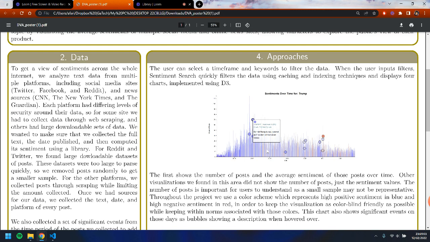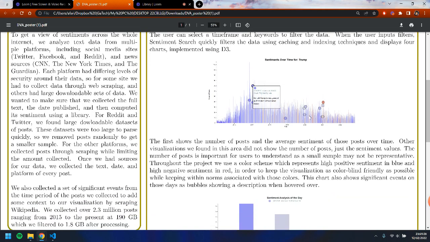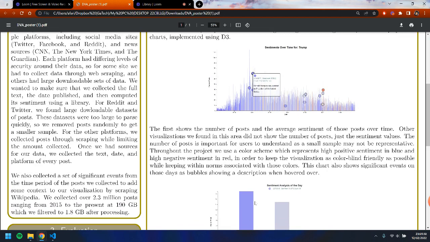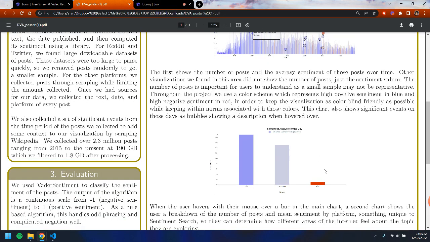In addition, we also plotted these bubbles or circles, which denote the significant events occurring at that date, with the color of the bubbles given by the average sentiment of the posts for that date. The user is able to hover over these circles to know more about those events, as well as hover over all of these bar charts to know the specific sentiment and count of posts for that date. In addition, as they are hovering over these bar charts, this graph here gets updated as well to show the breakdown of sentiments by platform for that date.